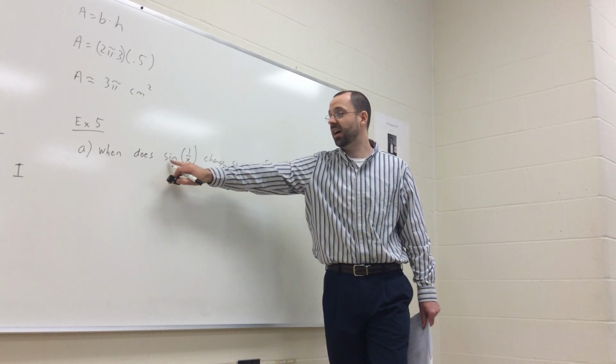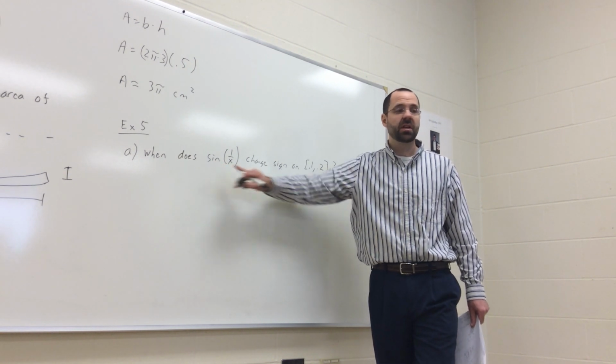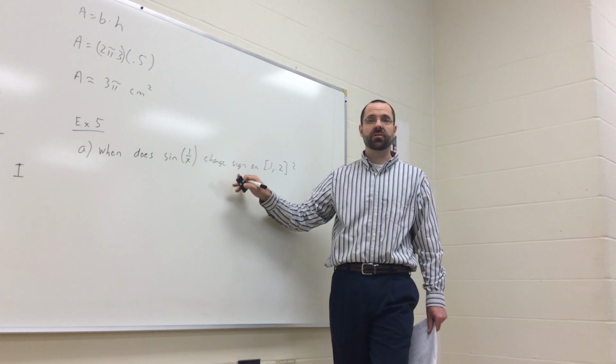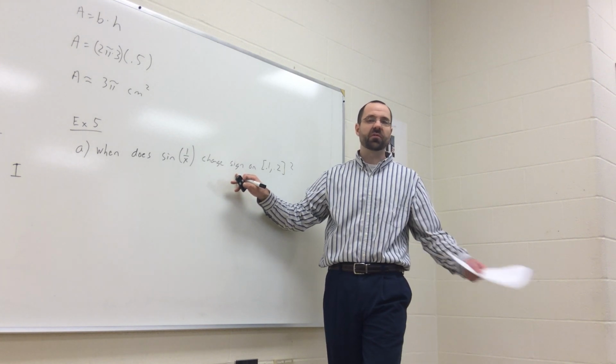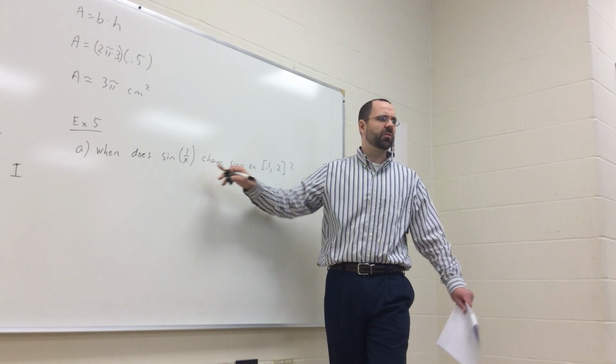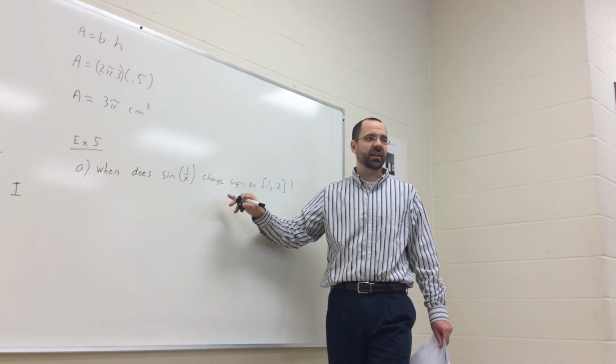So notice that this is sine S-I-N, which means the ratio opposite over hypotenuse. But this is sign S-I-G-N, right? Which means what? Positive versus negative. So another way to word this question is, when does this quantity change from positive to negative, or vice versa?